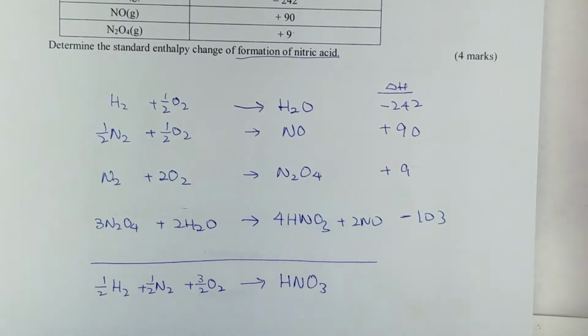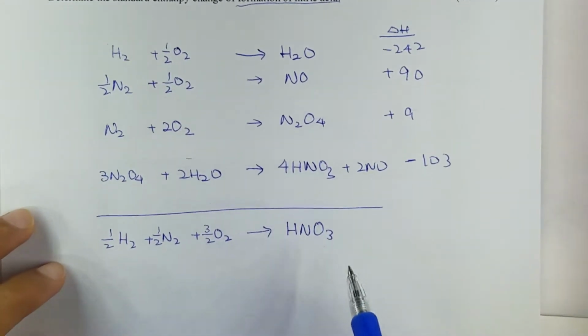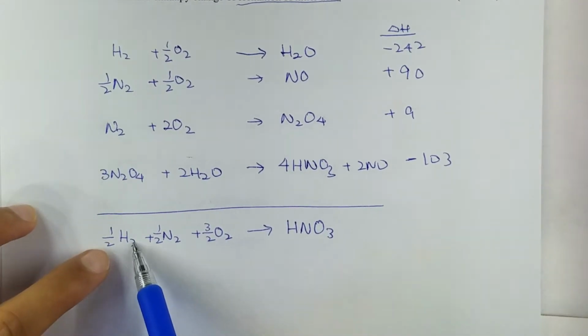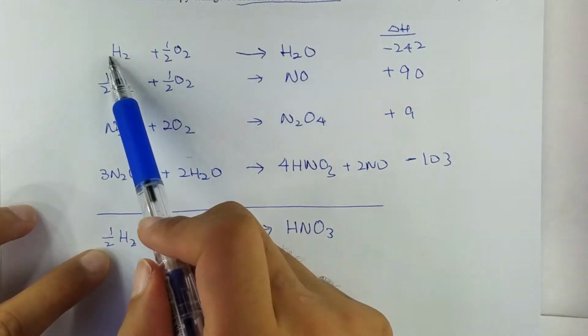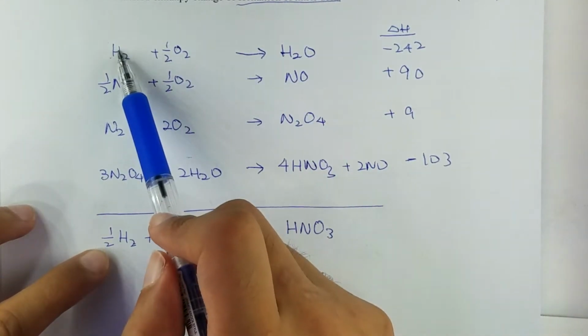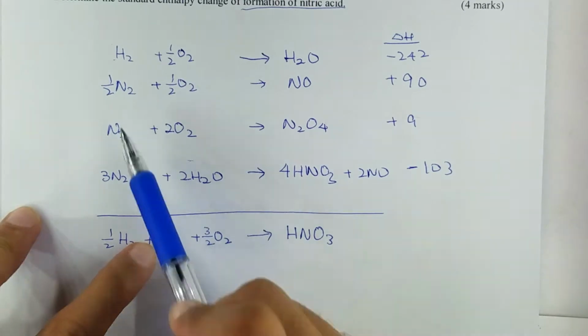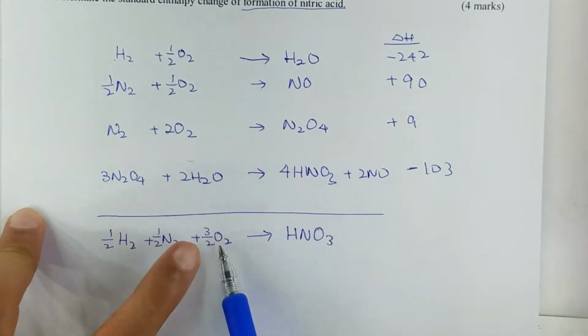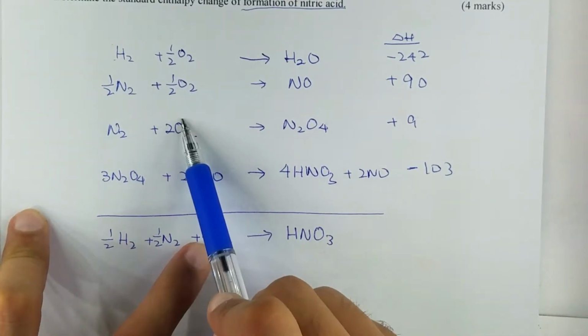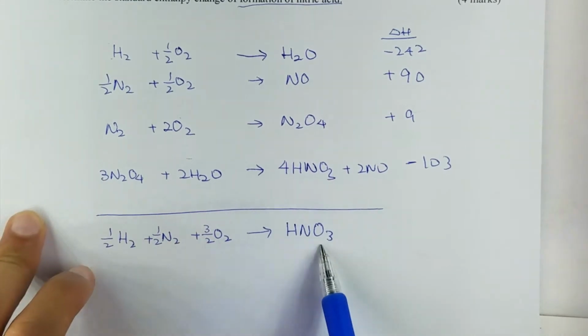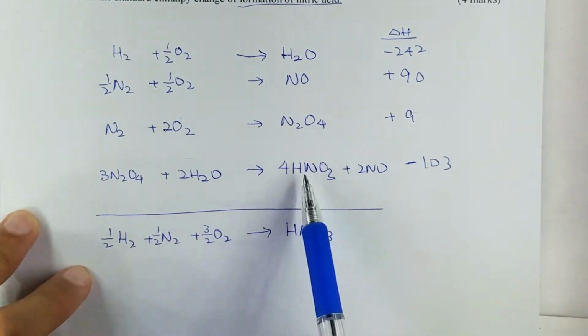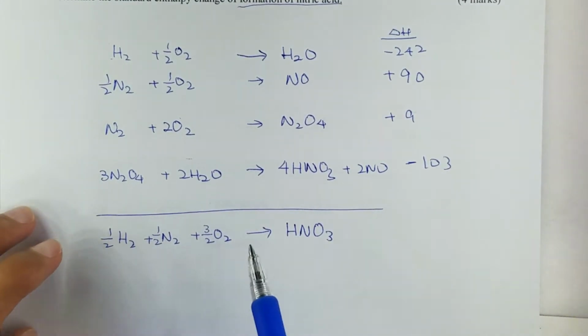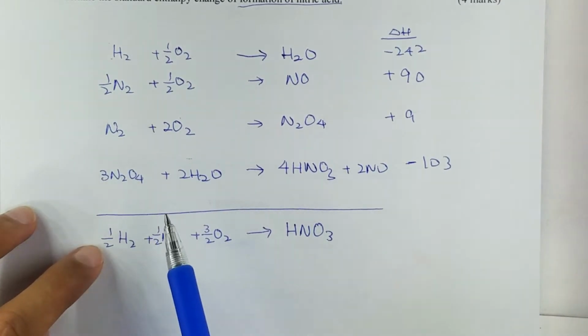Okay, so we have quite a lot of things. So always look at what we're looking for over here. Now hydrogen: we have hydrogen over here, so 1 equation. Nitrogen, we have 2 equations of nitrogen. Oxygen, we have 3 equations of oxygen. And the product, nitric acid, we have 1 equation of nitric acid. So that's how you approach it. You ask yourself, which equation can I work on first?